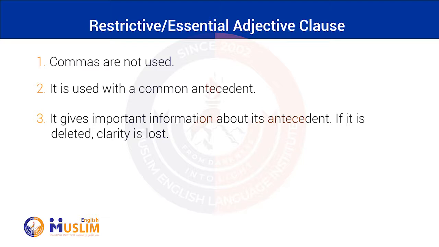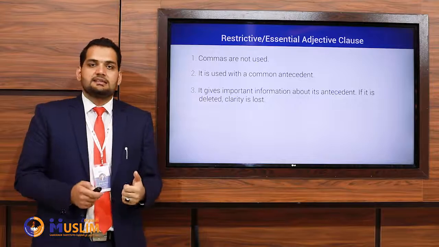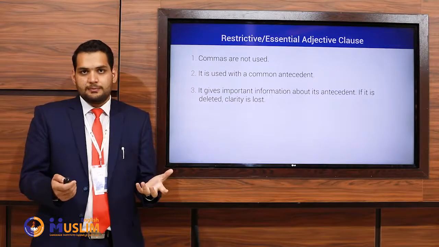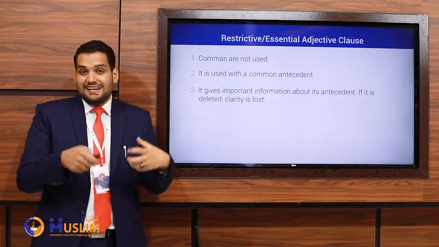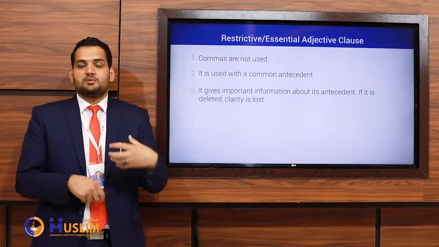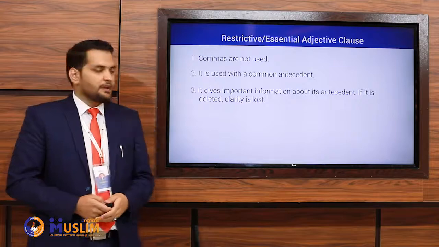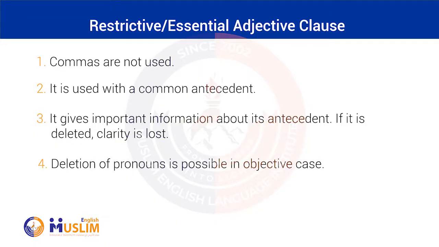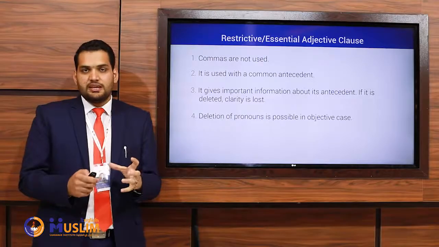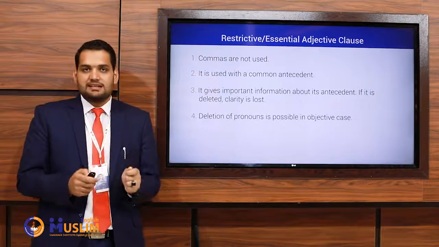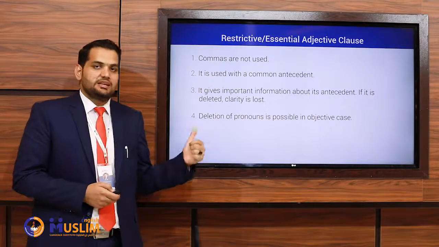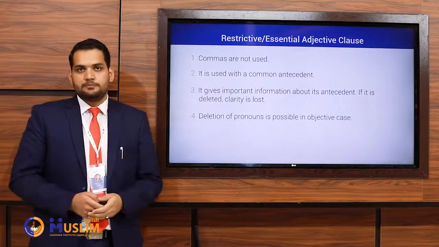Number three, it gives important information about its antecedent. If it is deleted, clarity is lost. As I said earlier, you cannot delete a restrictive adjective clause from a sentence. If you delete it, clarity is lost in the meaning. The meaning of the sentence will become ambiguous. And number four, deletion of pronouns is possible in objective case. In objective case of the relative pronouns, we can delete a relative pronoun if the adjective clause is restrictive.